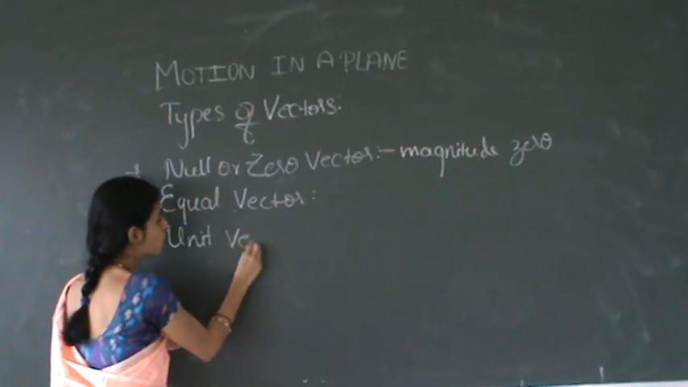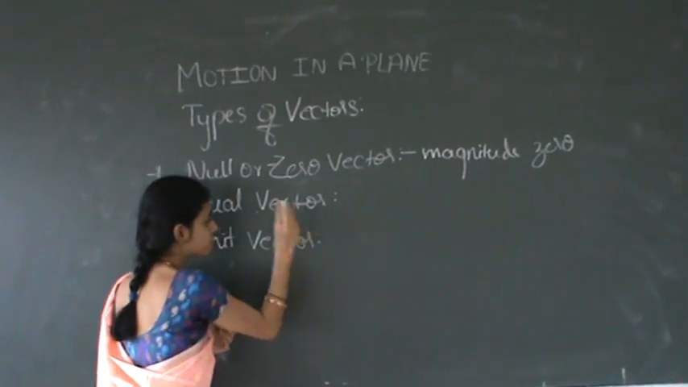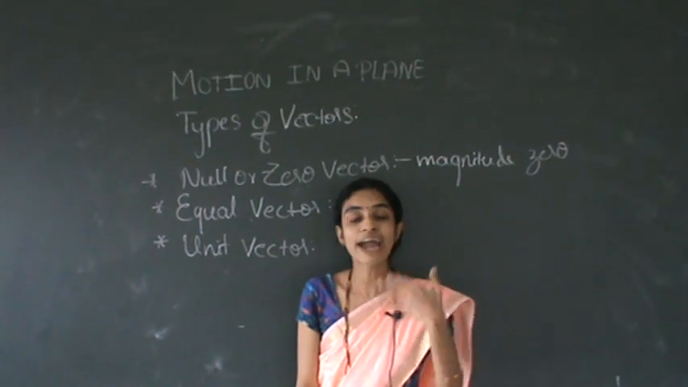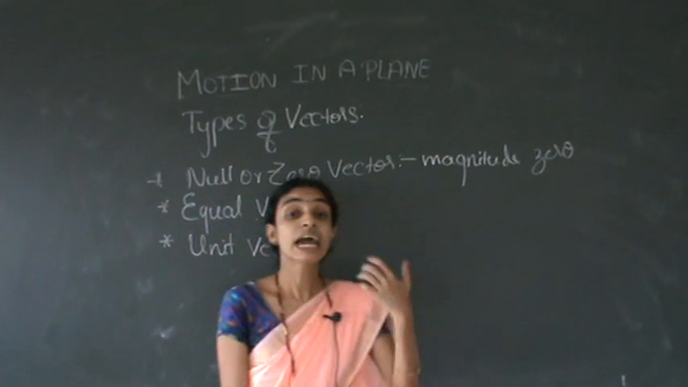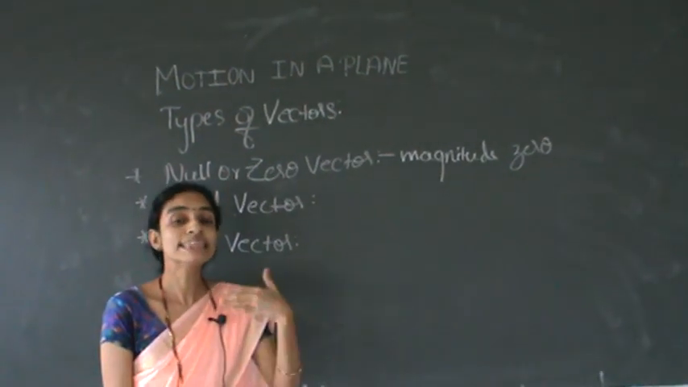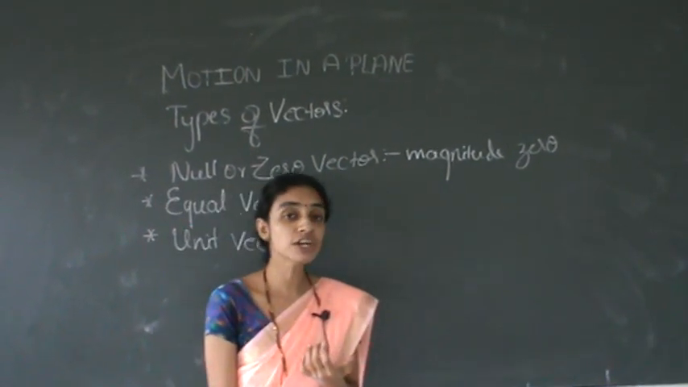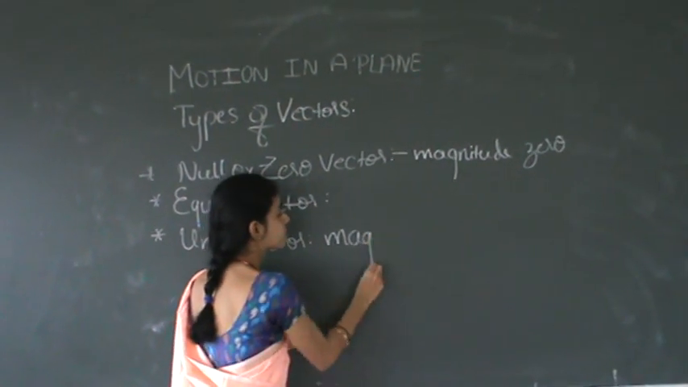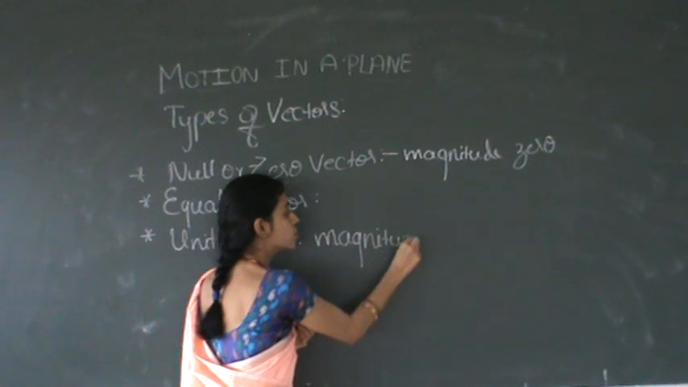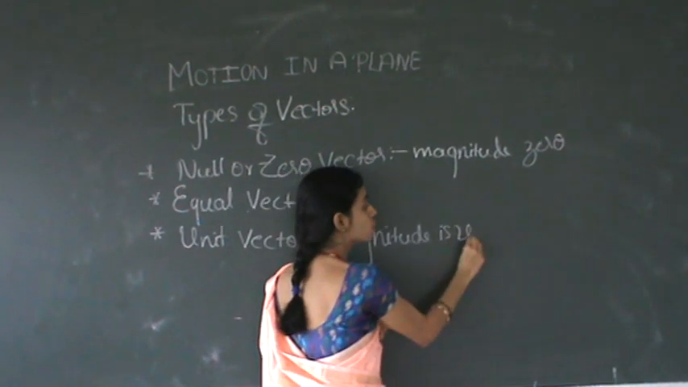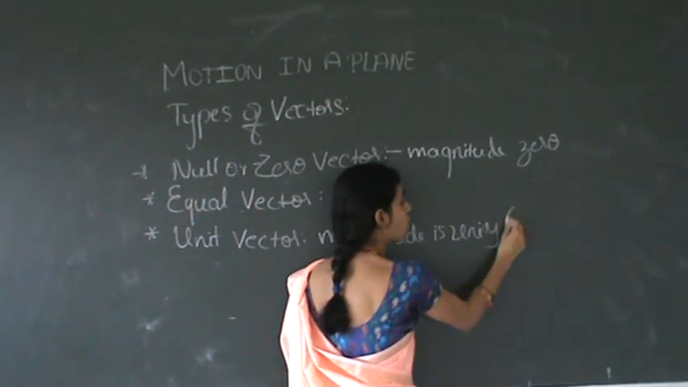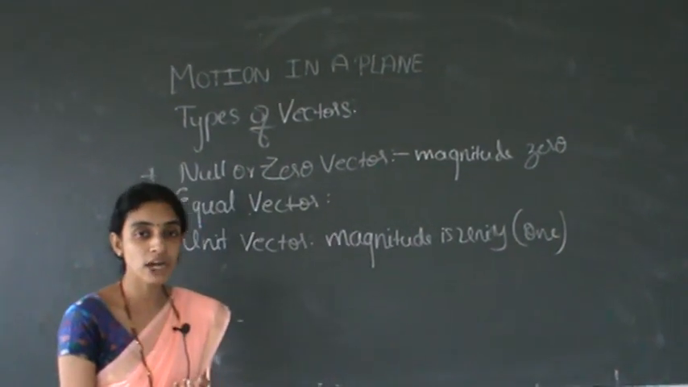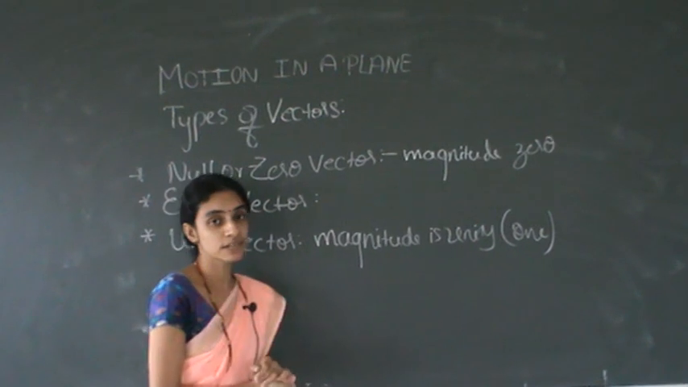Next, one more type of vector: unit vector. If magnitude is unity, or magnitude is 1, then that vector is called what? Unit vector. If magnitude is unity or 1, such type of vector is called a unit vector.